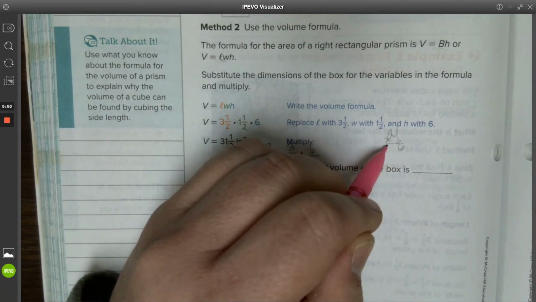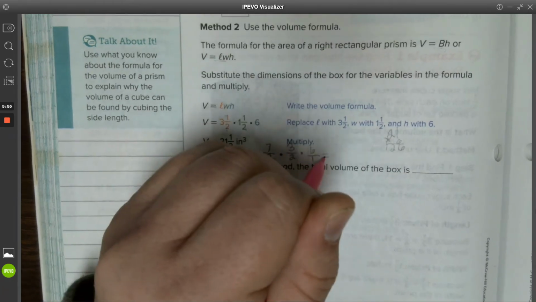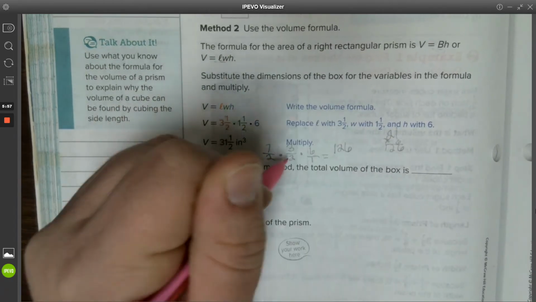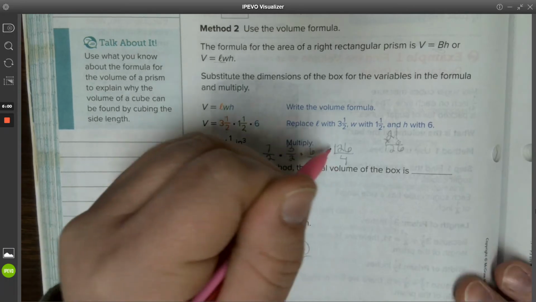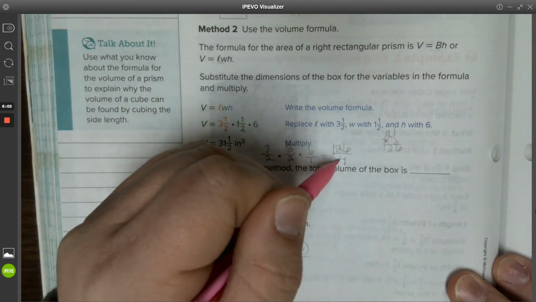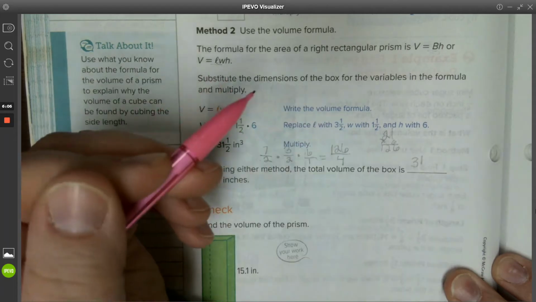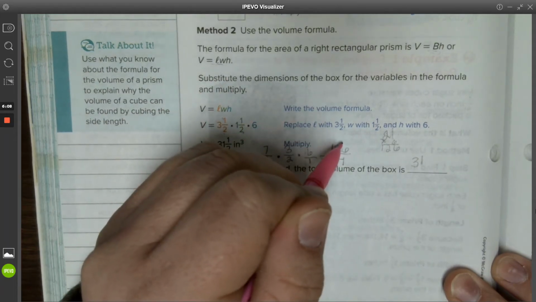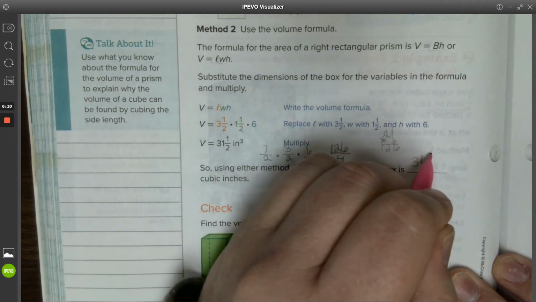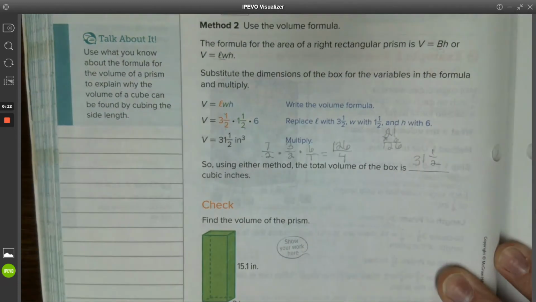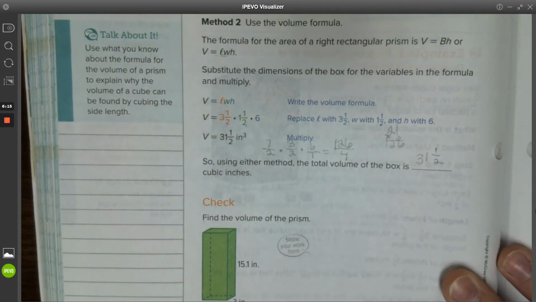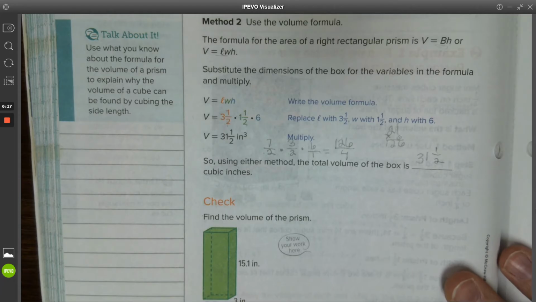That's 6 and 126. 2 times 2 times 1 is 4. And then we say, okay, 4 goes into 126 31 times, and we would be left with 2. 2/4 is the same as 1/2. So the volume of the box is 31.5 cubic inches.